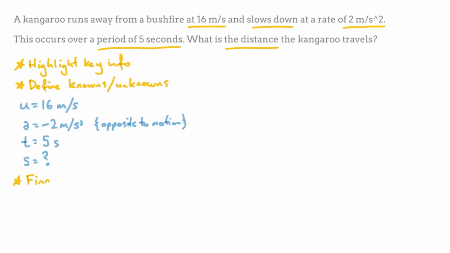So given that we know 3 of those 4 things, but it involves all those u, a, t, and s, we find the right SUVAT equation, which doesn't include v. The equation that we'll need is just this one here, so s equals ut plus half at squared. Okay, so that's the one there that has no final velocity component.